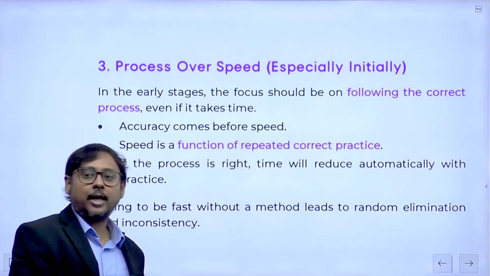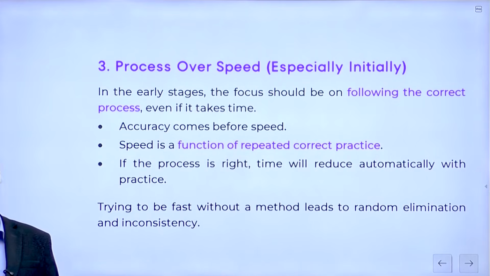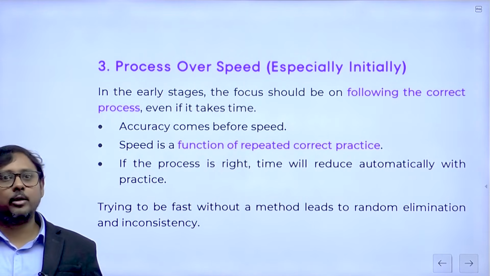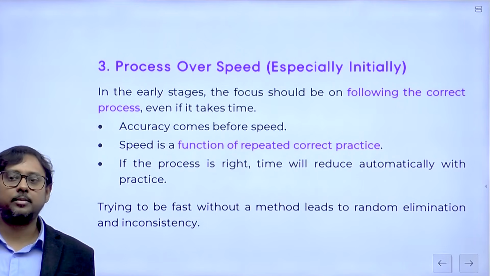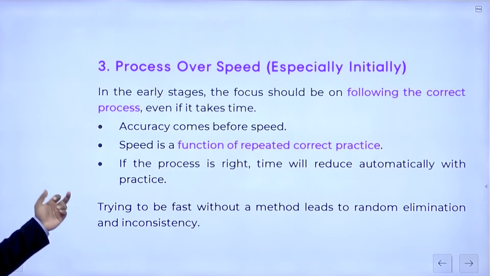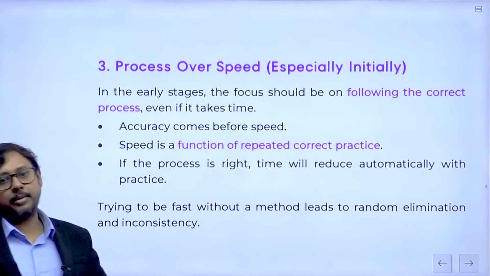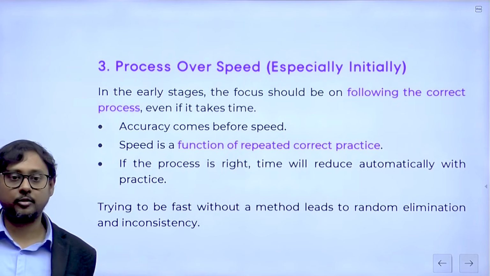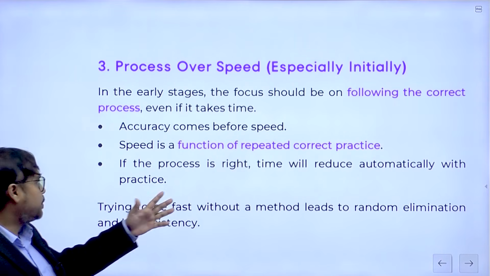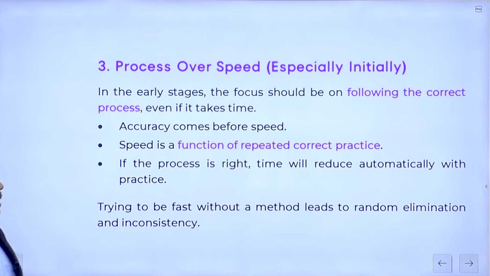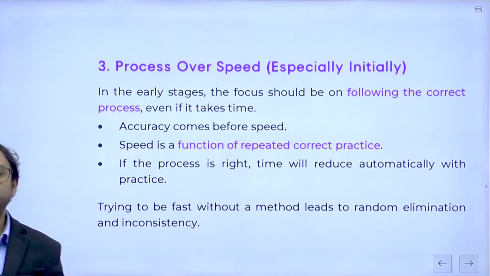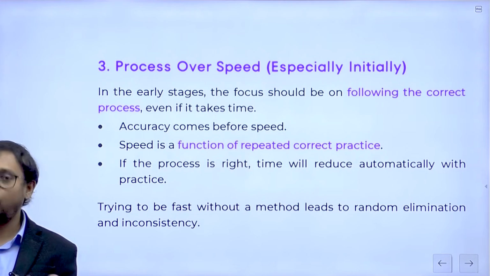But if you try to do that now without following the process, saying "I have to be quick," then you will probably be lucky a few times, but you will not learn the process. Okay? So speed is a function of repeated correct practice, right? Speed will only come when you practice again and again. So focus on the accuracy part. Speed will come naturally, right? Trying to be fast without a method leads to random elimination and inconsistency. You will be lucky sometimes, but most of the time you won't.